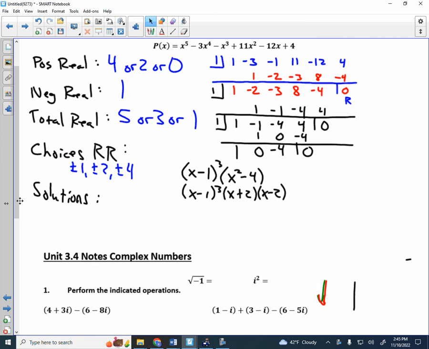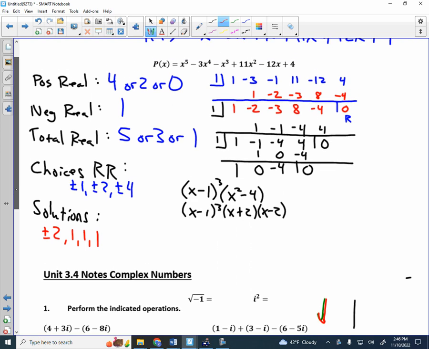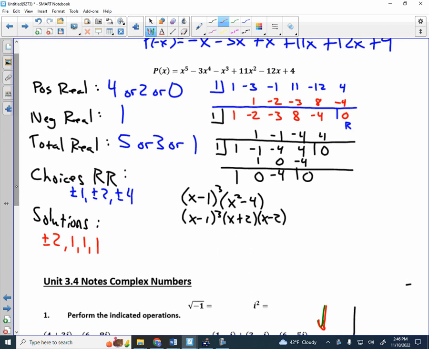So my solutions are, please make sure you list all 5 of them. Again, the best part, how many positive do you have? There's 4 positive there, aren't there? There's 1 negative for a total of 5. And they are all parts of your choices sitting right there.